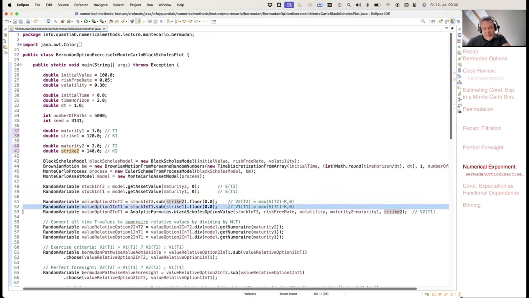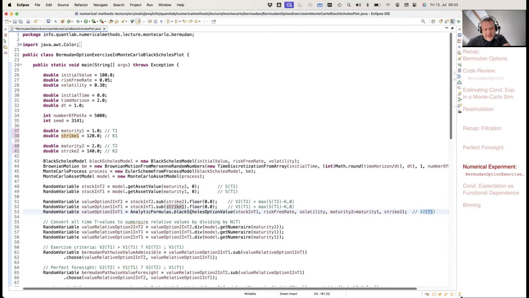The value that I receive if I exercise in T1 is the value of the stock in T1 minus K1, from that the maximum of that and zero. So these are my two underlyings. Now I'm in the lucky situation that I have a Black-Scholes formula to calculate the conditional expectation of V2 of T2, divided by the numerator N of T2, multiplied with the numerator N of T1. So this is my value of the second option observed in time T1.